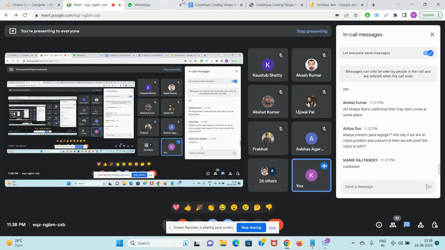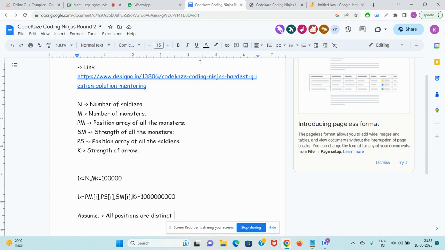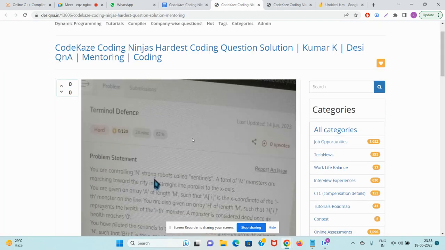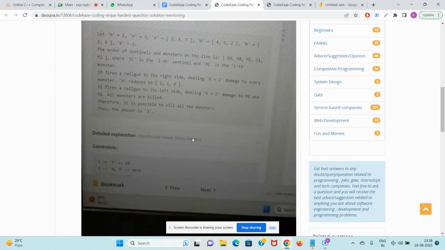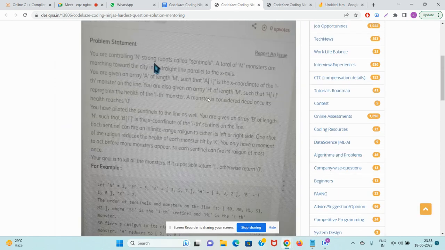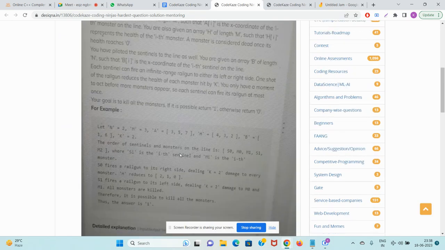Confusion. Yeah, I know. So, guys, today we are going to discuss a very interesting and the hardest problem which was asked in CodeKaze Coding Ninjas Round 2. It was asked today or yesterday, I don't remember the date. What is the question? You guys can keep reading this question, but I will try to make it easy. So, let's take some test case now. They are saying that you are given some soldiers and you are given some monsters.